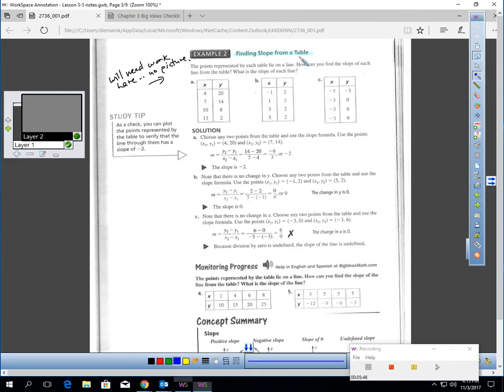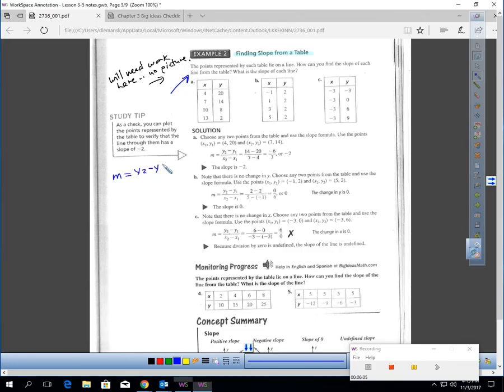So let's find slope from a table. The points represented by each table lie in a line. How can you find the slope of the line from the table? The answer to that is by using the formula. So we're going to use the formula. We will use m equals this formula. Now, I'm going to go through what that formula is telling you in a minute. What is the slope of each line?